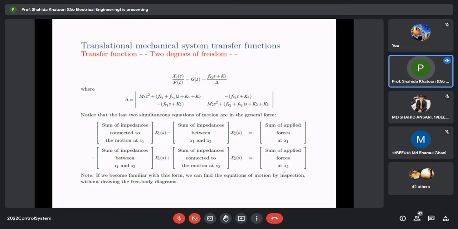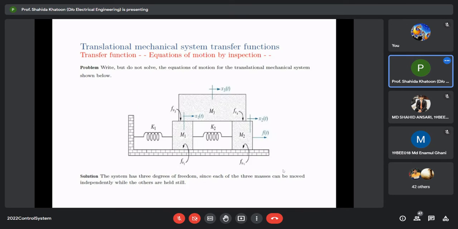So if we become familiarized with this form, we can find the equations of motion by inspection without drawing the free body diagram. You have to practice a little bit and then you'll be able to write the equations just by inspection. So you can draw this diagram and solve this problem yourself.